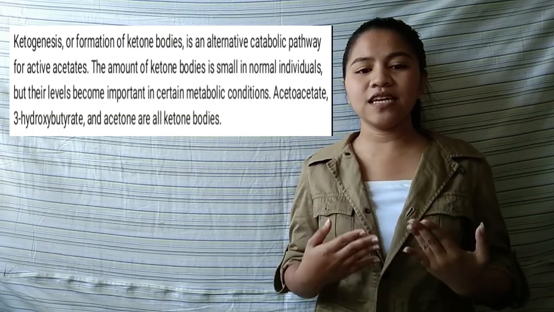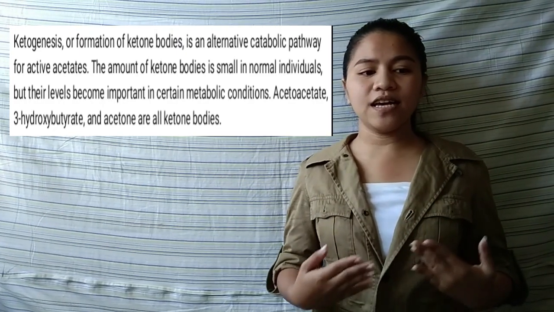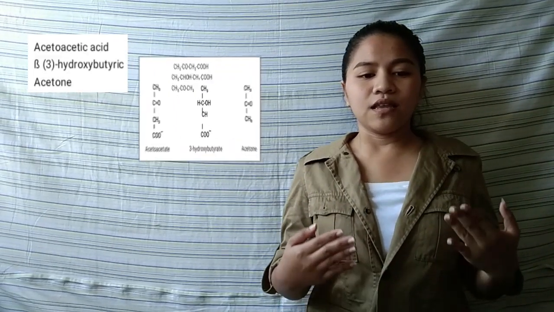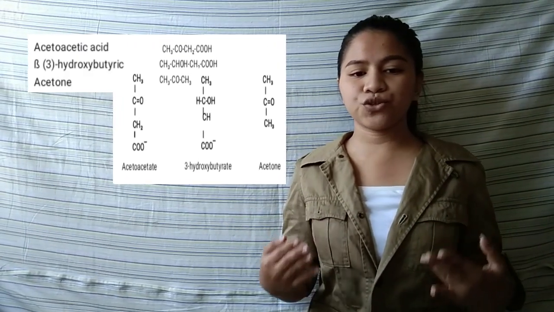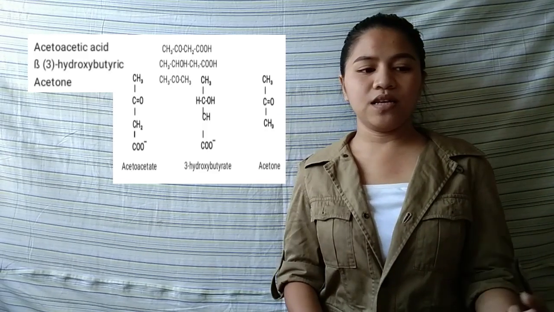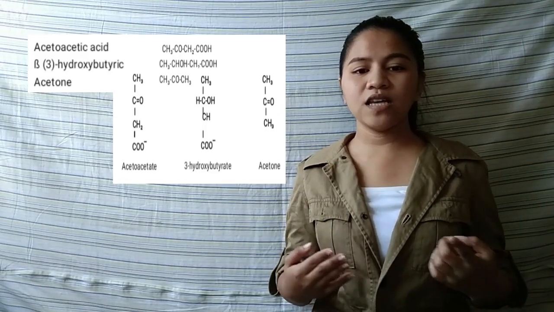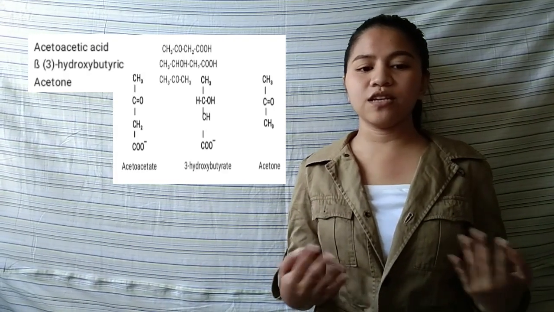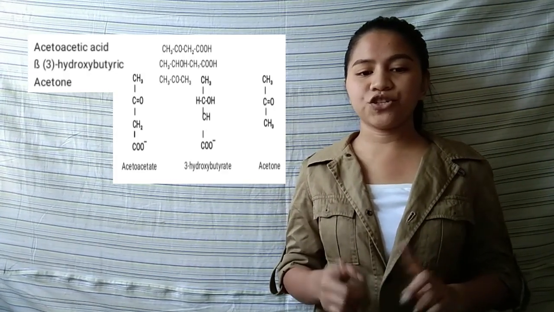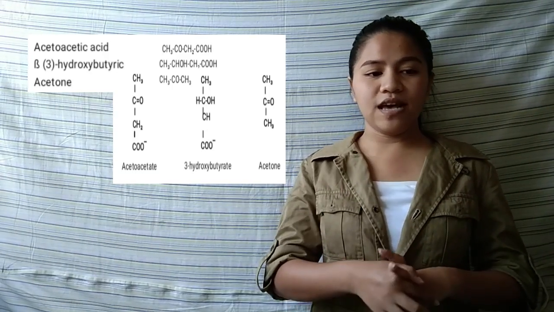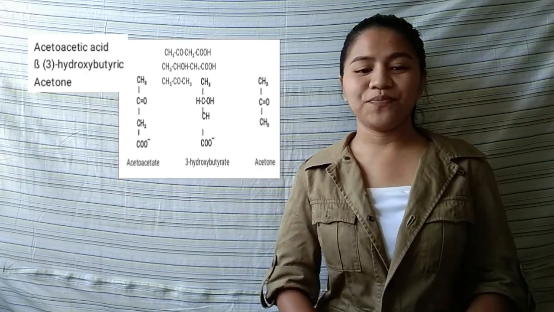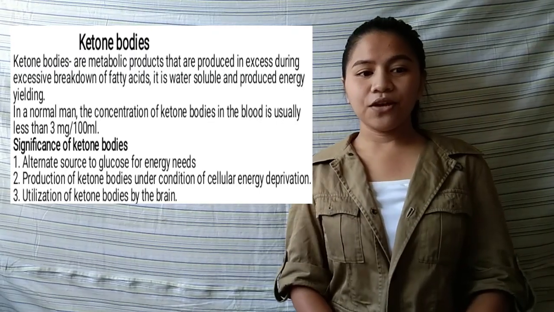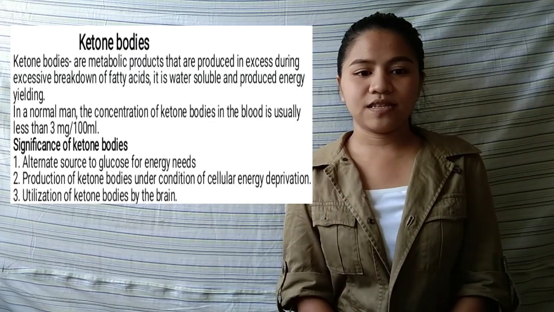Acetoacetate, 3-hydroxybutyrate and acetone are all ketone bodies. In acetoacetate, the structure is CH3COCH2COOH, while in beta 3-hydroxybutyrate, we have CH3CHOHCH2COOH, and in acetone, we have CH3COCH3.